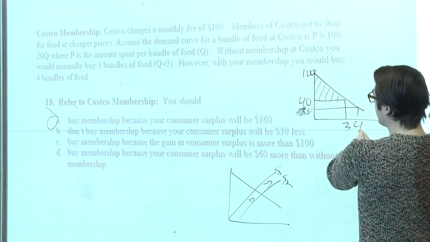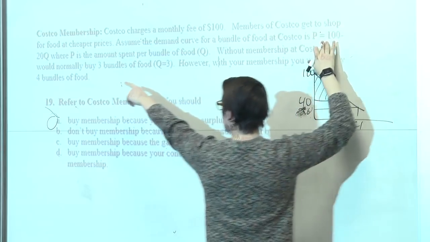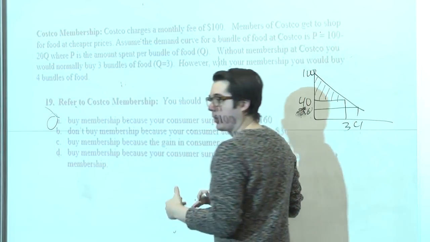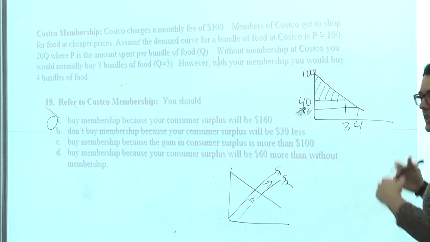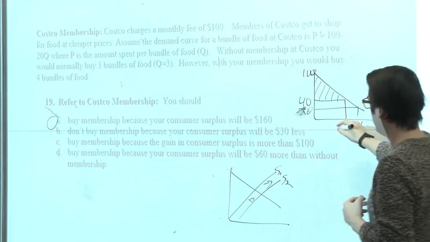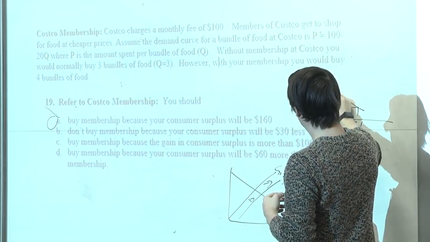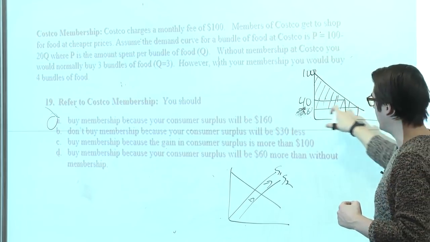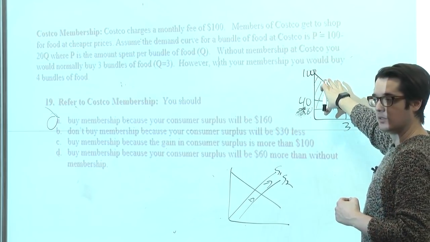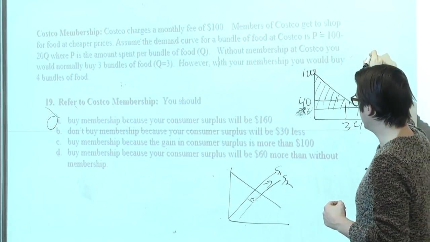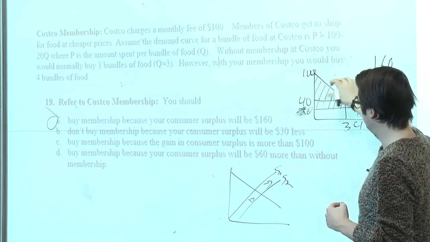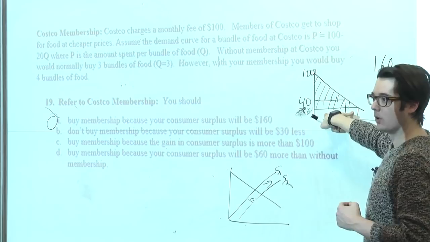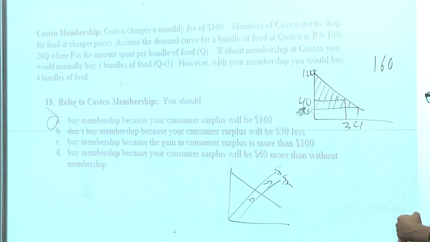So we know the quantity is 4. If we plug 4 into the demand equation, then we get a price of 20. So the price that induces us to buy 4 things is 20. So our new consumer surplus, if we have a price of 20, is going to be the area of this triangle right here. So that's 160, I believe. 80 times 4 divided by 2.